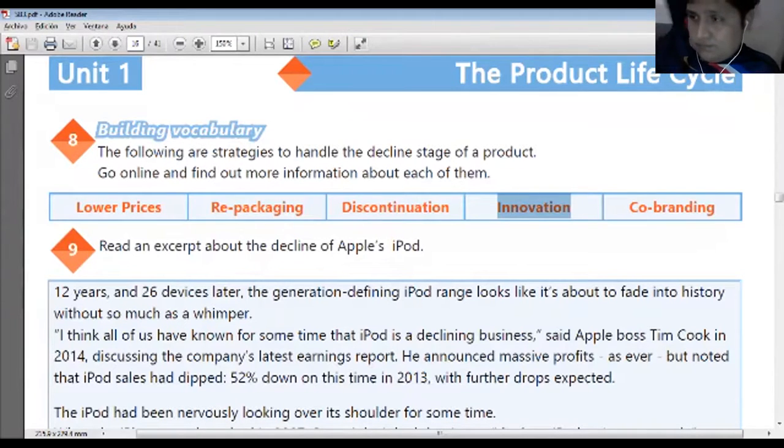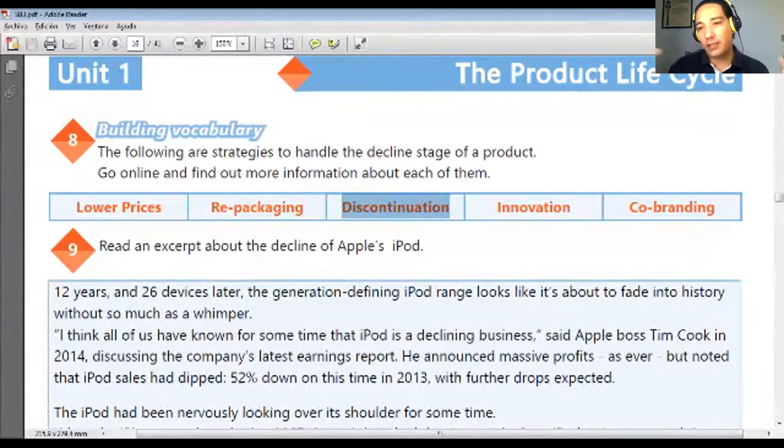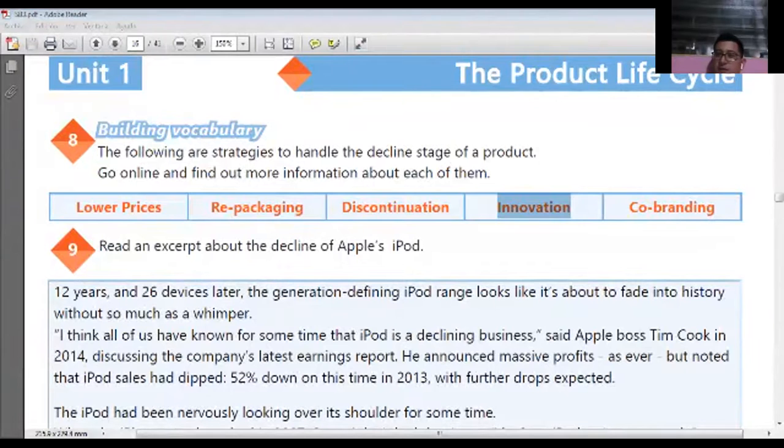Well, another word is withdraw, when the company withdraws the product. But discontinuation is withdrawing the product from the market, or just stopping producing that line, right? That production line, stop it. Very good. Toyota decided to withdraw the Tercel and put all the money in the Corolla.